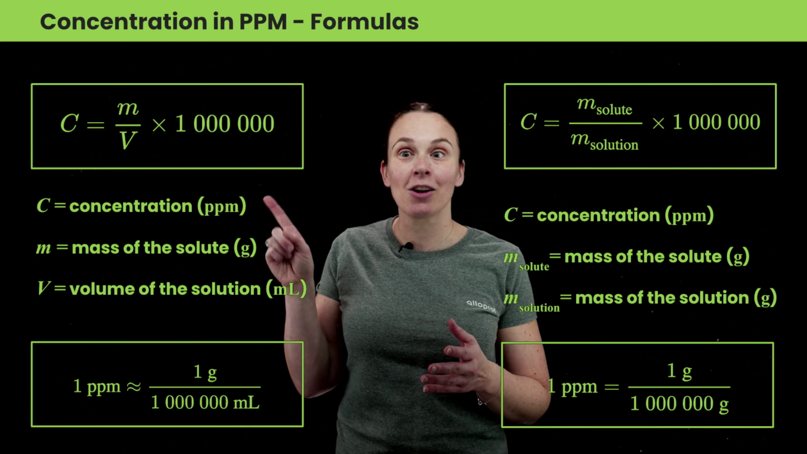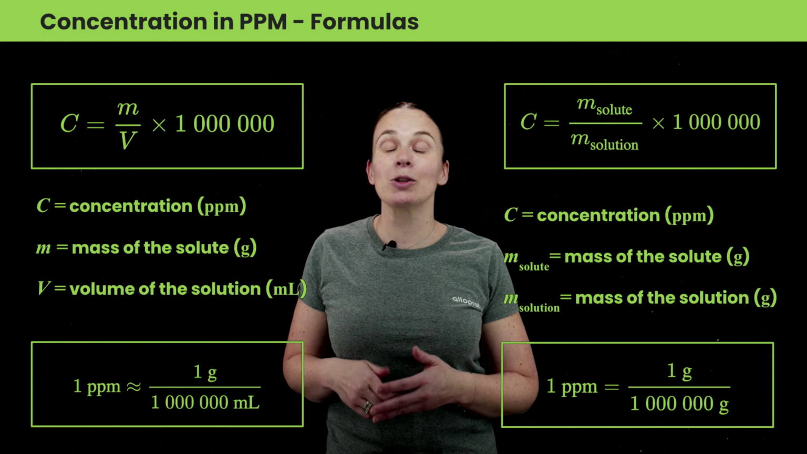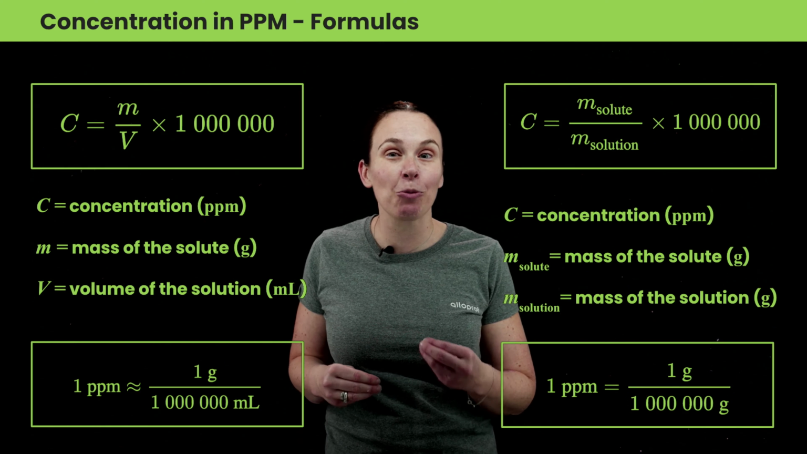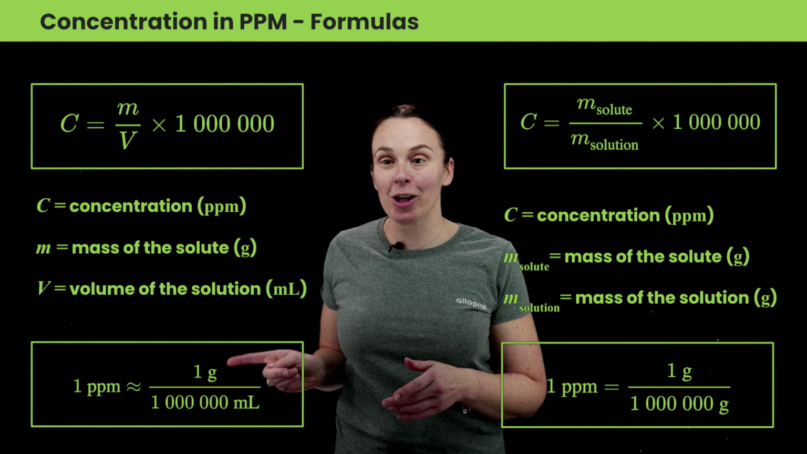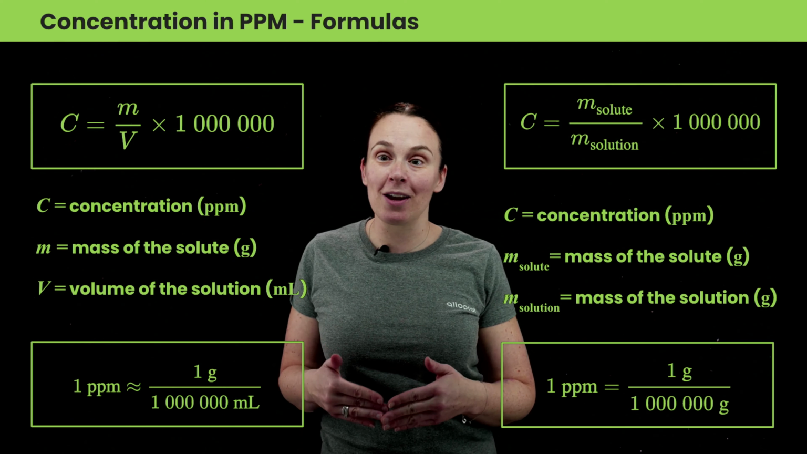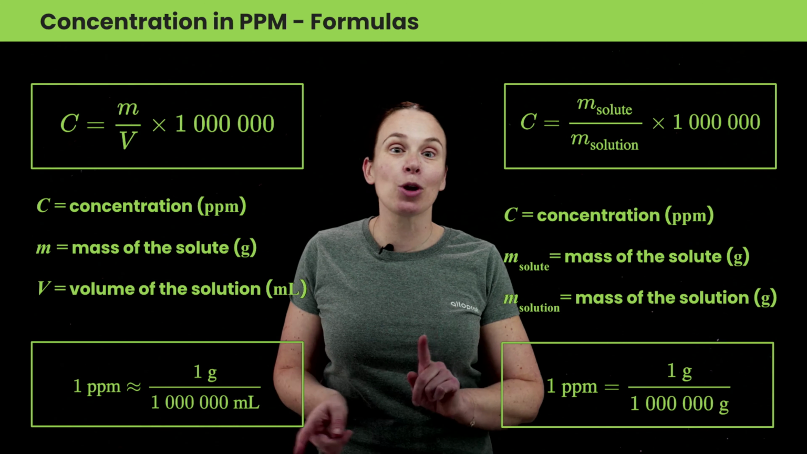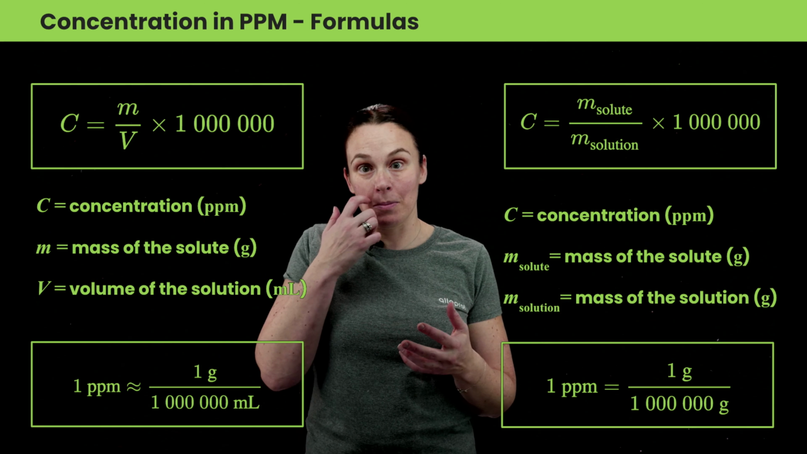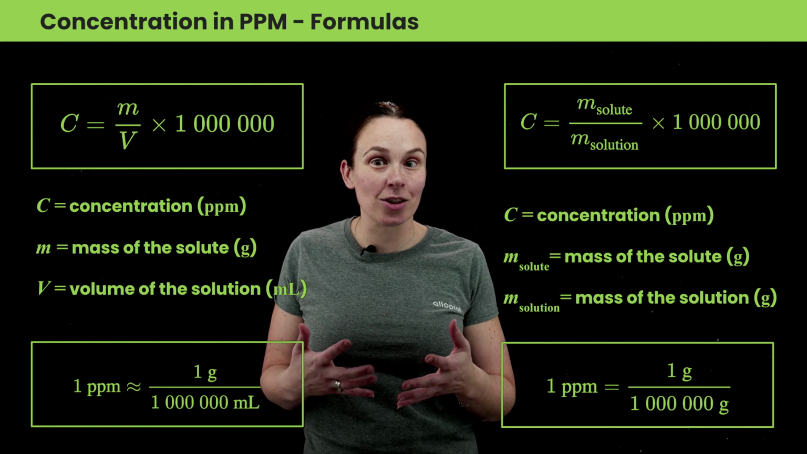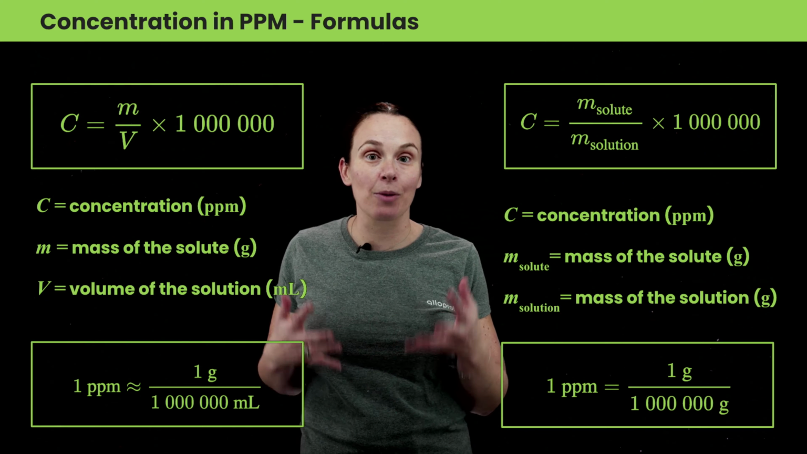And so as you can see here, it's pretty much the same formula as our concentration formula. Concentration is equal to mass divided by volume, but we're multiplying it by 1 million because remember, it's parts per million. And if you look at the bottom here for our conversion, 1 ppm is equal to 1 gram divided by 1 million milliliters. But if we go to this side, this is where we're talking about solid or gaseous solutions, where we're going to use grams to calculate our ppm.